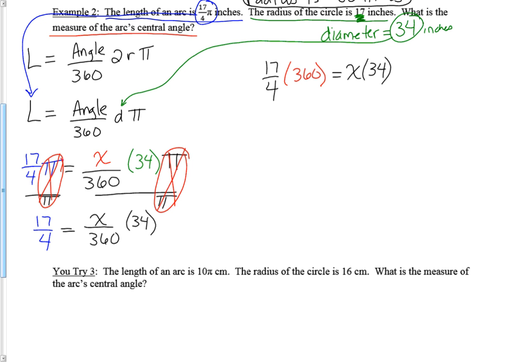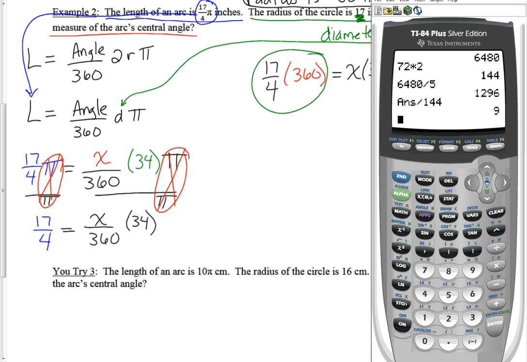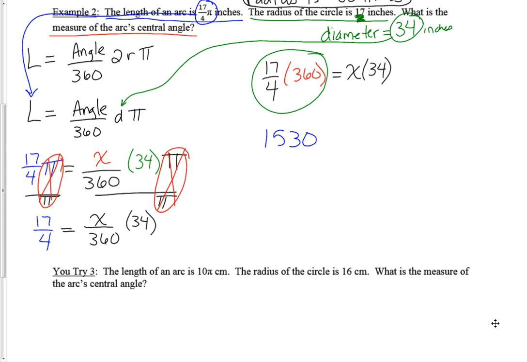So at this point, I'm going to pick up my calculator, and I'm going to figure out what 17 divided by 4 times 360 is. So again, 17 divided by 4 times 360, put that in my calculator. 17 divided by 4, that's 4.25, and I'm going to multiply that times 360. And that gives me 1,530. So 1,530 is equal to 34 times x.